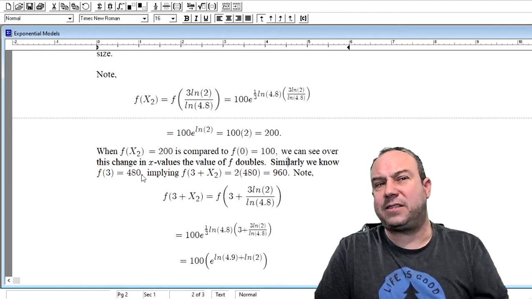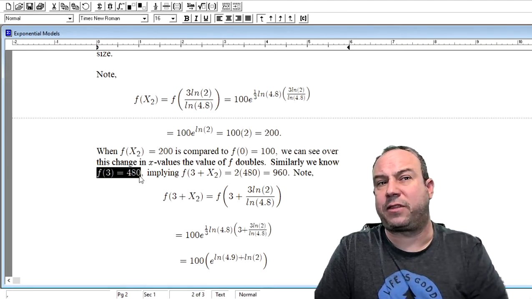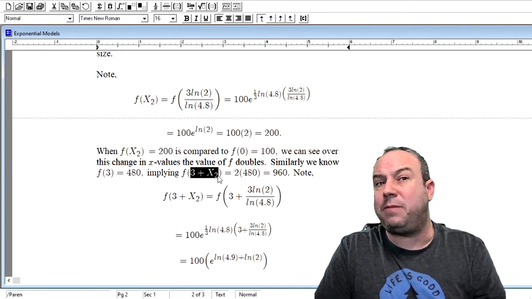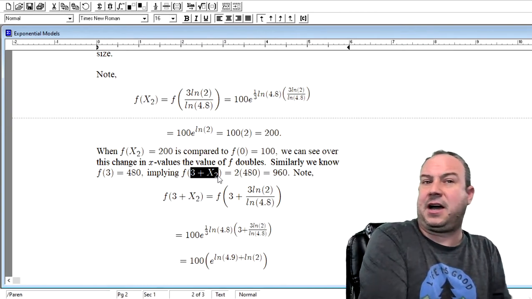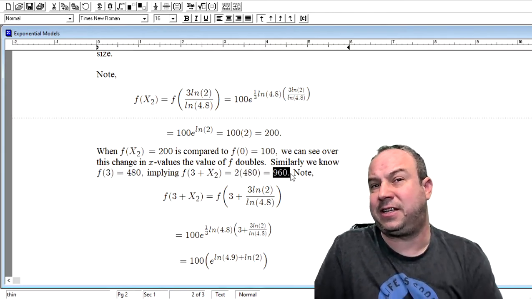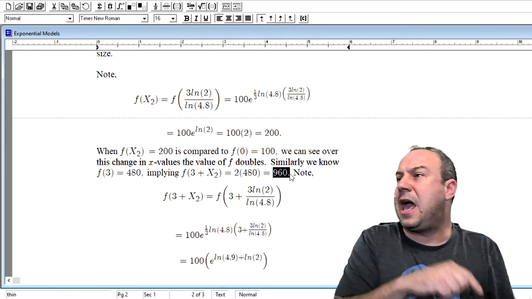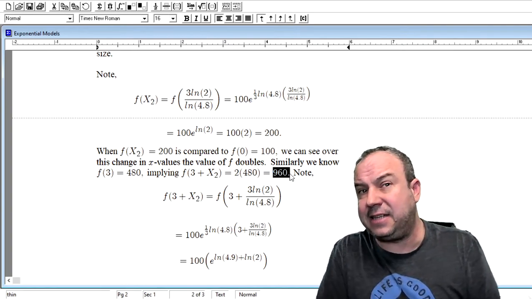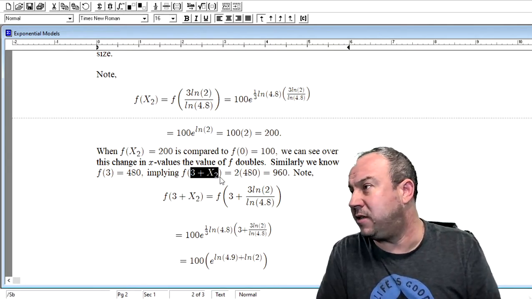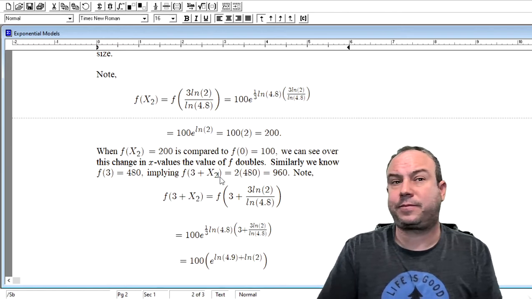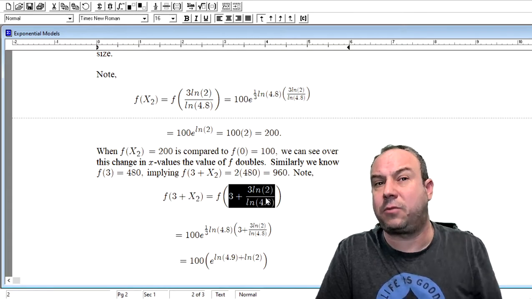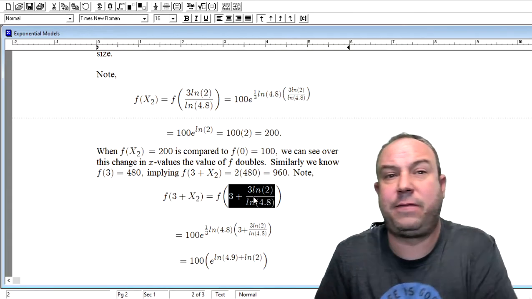All right. We note that similarly here for maybe f of 3. We know f of 3 is equal to 480. And note, if we take f at 3 plus that doubling time, we should obtain 2 times 480, or 960 in value. We should see the function output double in its size if we add x sub 2 to that point in time at 3. And notice f at 3 plus x sub 2 is going to be f at 3 plus 3 times the ln of 2 divided by the ln of 4.8.